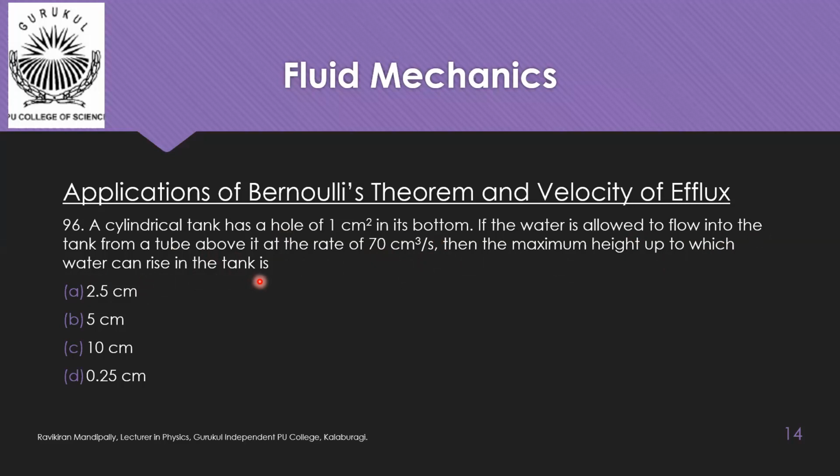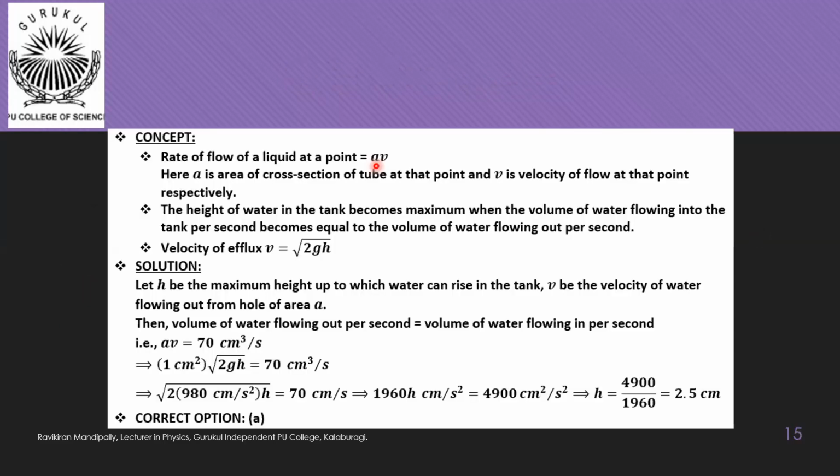Here we are going to use the concept of rate of flow of liquid. So rate of flow of liquid at any point is A into V, that is area of cross section of the tube at that point, and V is velocity of flow at that position. And now here they are asking when the height of the liquid in tank will be maximum. For that we need to remember the condition. The height of the water in the tank becomes maximum when volume of the water flowing into the tank per second becomes equal to volume of the water flowing out per second. That means rate of flow inward must be equal to rate of flow outward.